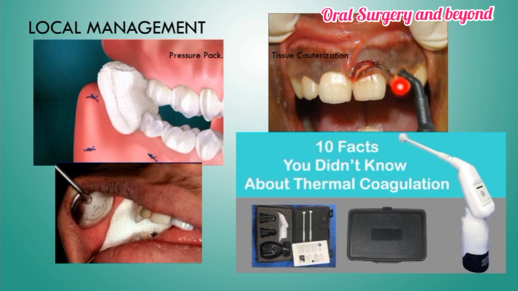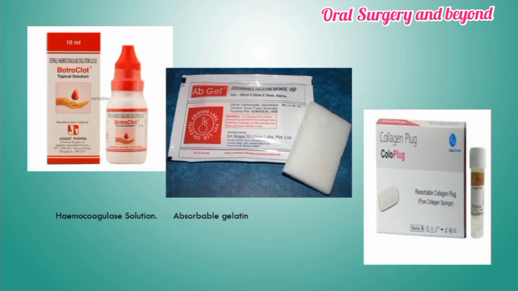Then tissue cauterization: as we know, electrocautery and thermal cauteries are available. These are helpful to cauterize the tissue and stop the bleeding. Sometimes a red hot ball burnisher-like instrument can also be applied at the bleeding site, which is a crude method but a helpful one to stop the bleeding. Then there are topical hemocoagulant solutions like Botroclot. We keep some drops on a gauze pack and place it at the intraoral site.